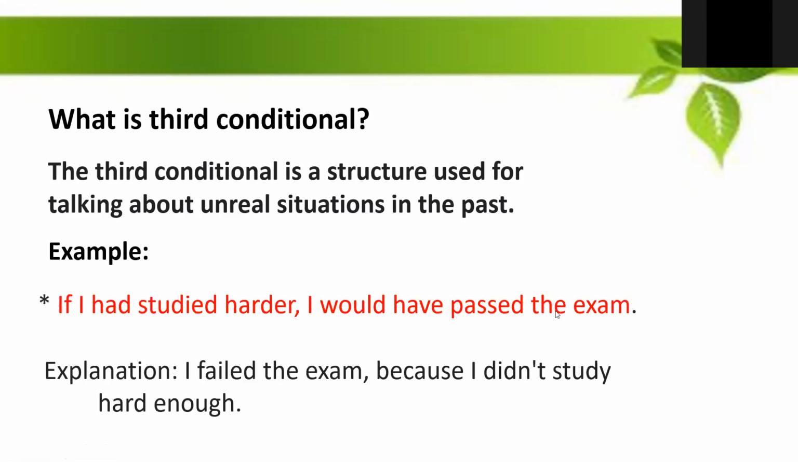Hello, Prem. Will you please read our example? If I had studied harder, I would have passed the exam. Okay, thank you, Prem. So if I had studied harder, I would have passed the exam. We have here an explanation that I failed the exam because I didn't study hard enough. So again, the third conditional is, if I had studied harder, I would have passed the exam. He or she didn't study. That's why he failed the exam.